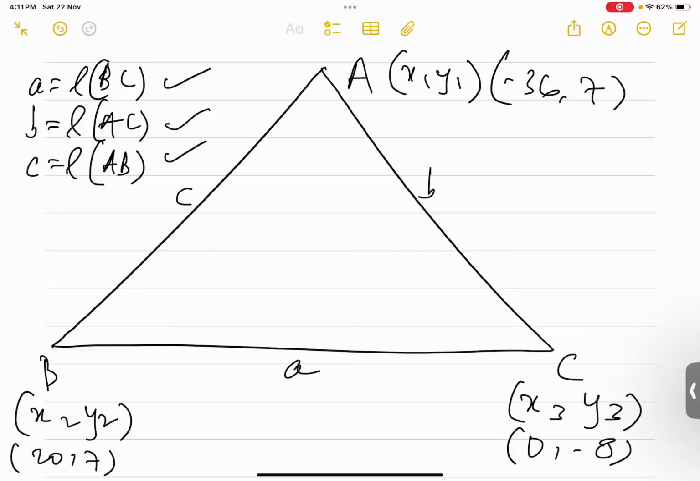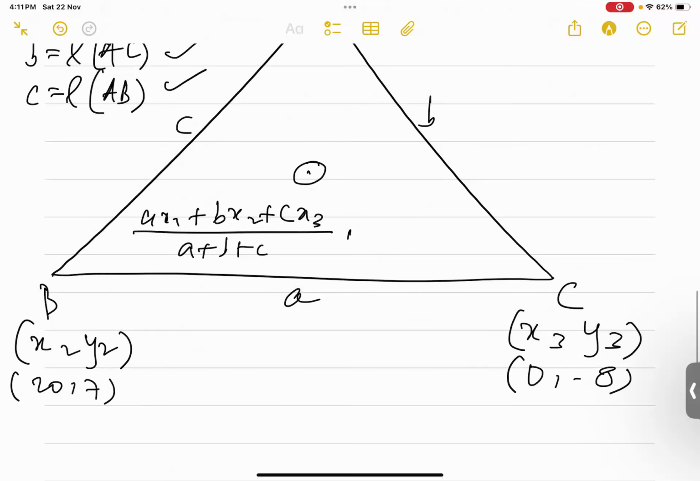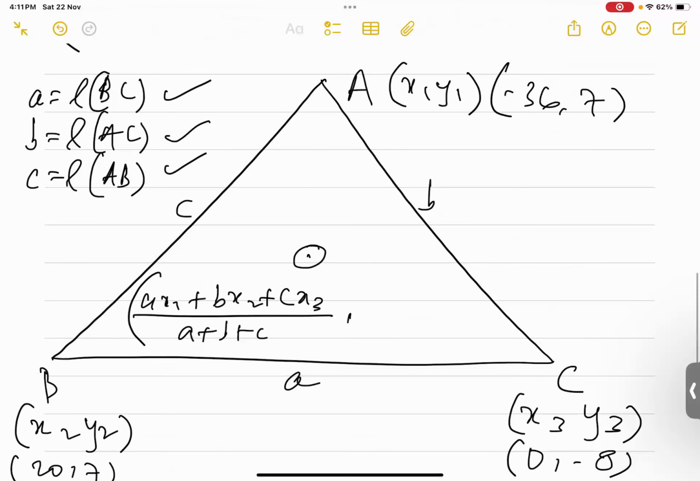Okay. Now the incenter formula after this. In the incenter formula, I'll just write it over here. aX1 plus bX2 plus cX3 upon a plus b plus c, comma, aY1 plus bY2 plus cY3 upon a plus b plus c.